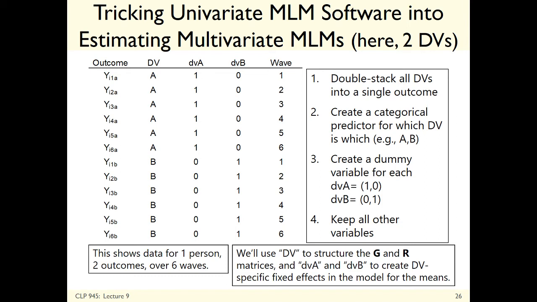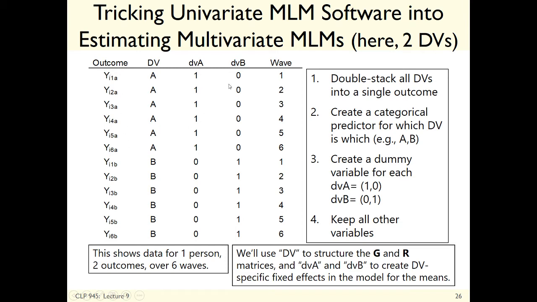So we've created here, then, 3 new ID variables. We won't necessarily need all of them, but it's a good practice to have them because odds are good that you might. DV, which is categorical. That's going on the class statement. It's going to be used to structure the R matrix. Then I have 2 dummy codes, DVA and DVB, where each is 1 when we're talking about that outcome.